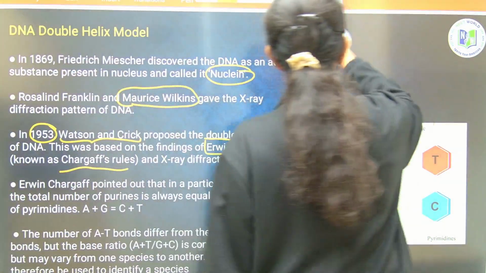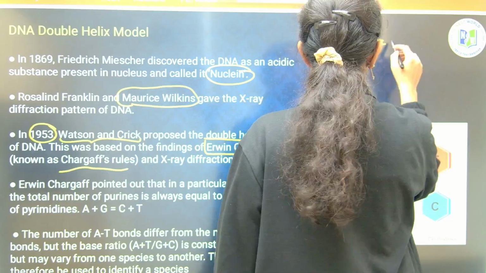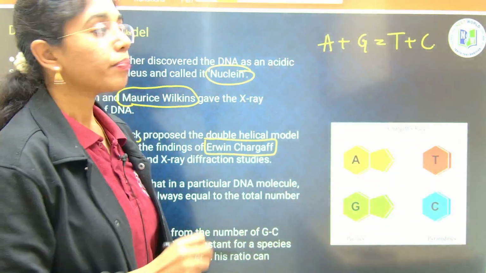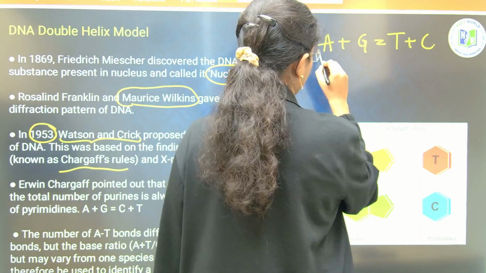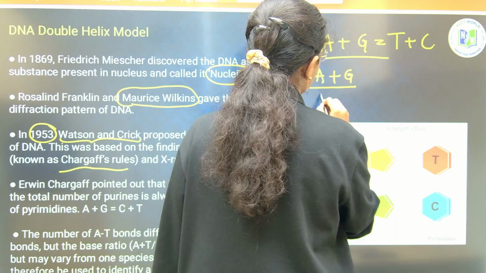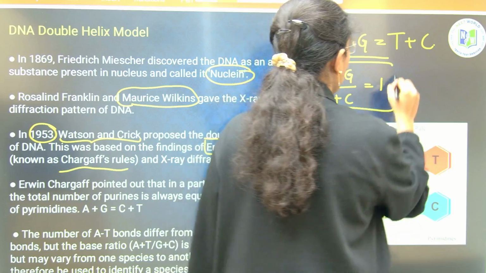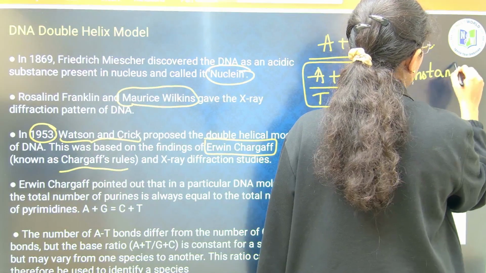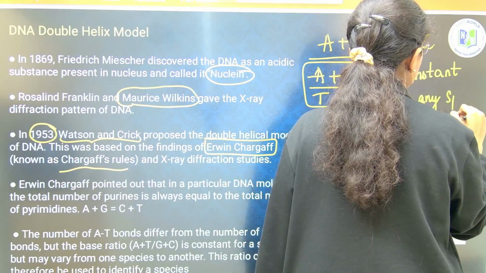Total number of purines, that is adenine plus guanine, is equal to the total number of pyrimidines, that is thymine plus cytosine, in a DNA. And do remember, in the double helical model of DNA it is also given that adenine plus guanine by thymine plus cytosine is always 1. It is constant in any species. This ratio is constant in any species.